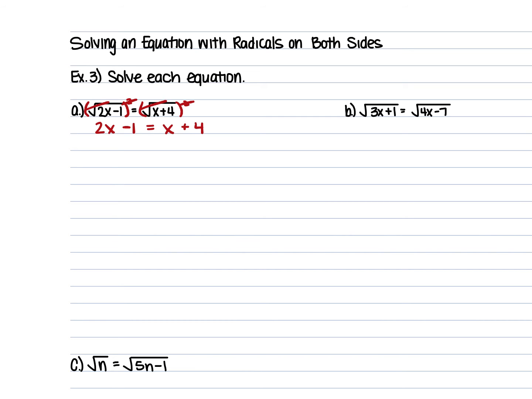From here, solve your equation like you normally would a linear equation. We're going to subtract x from each side. We have x minus 1 is equal to 4. We add the 1 to both sides. We get x is equal to 5.